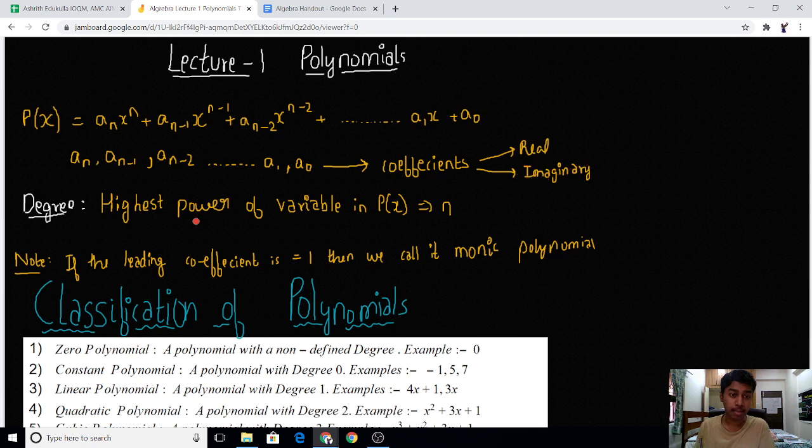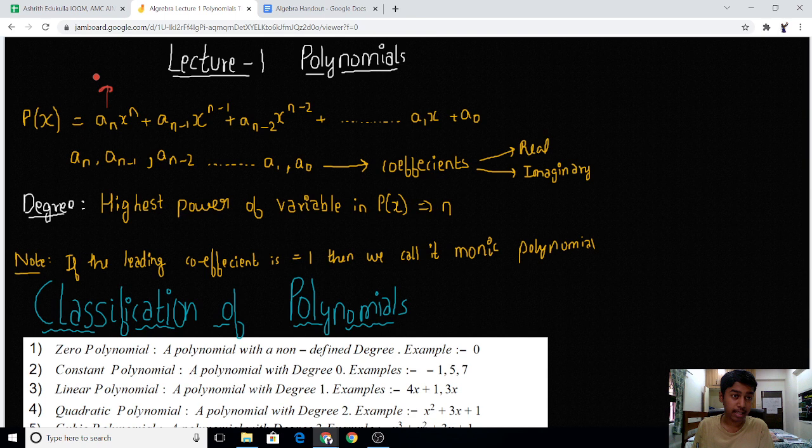And the highest power of the variable in p of x, the highest power of the variable x, is n, obviously, because n minus 1 is less than n. And n, n minus 1, n minus 2, n minus 3, all are positive integers. Okay, you can take it as whole numbers, all are whole numbers.